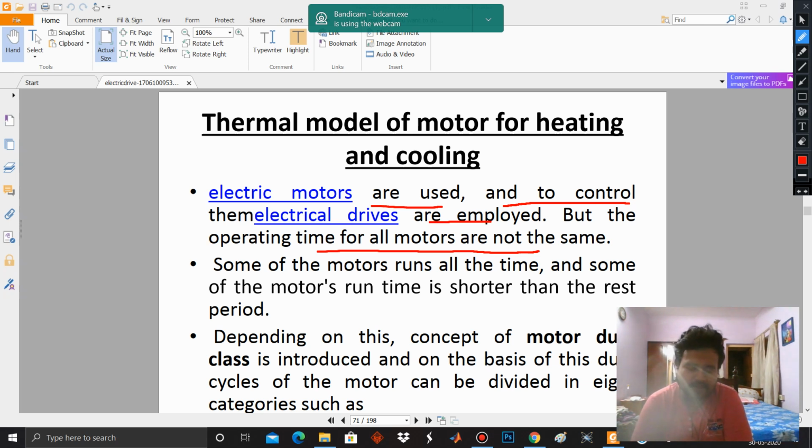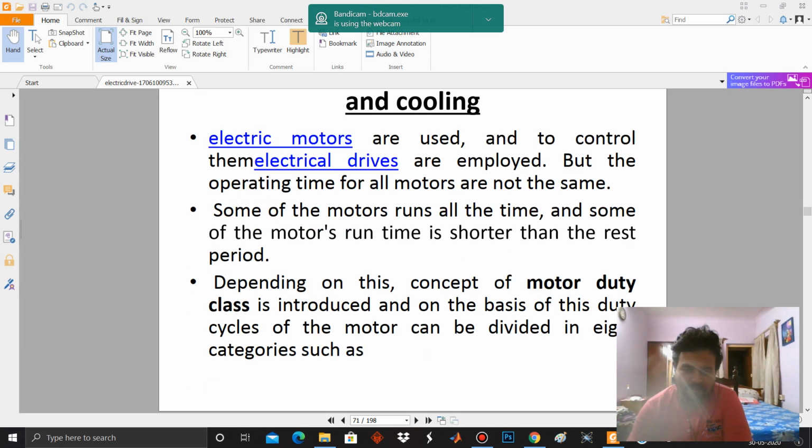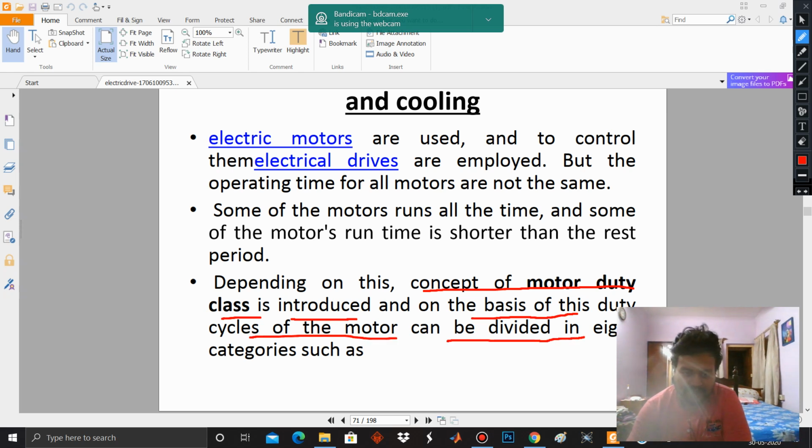It may be a cement mill, it may be a paper mill, it may be a hoist drive you are operating. There may be different industries, and the motors are of different duties. Some of the motors run all the time, and some of the motors' run time is shorter than the rest period. So depending upon this, the concept of motor duty class is introduced. On the basis of this duty, cycles of the motor can be divided into 8 categories.